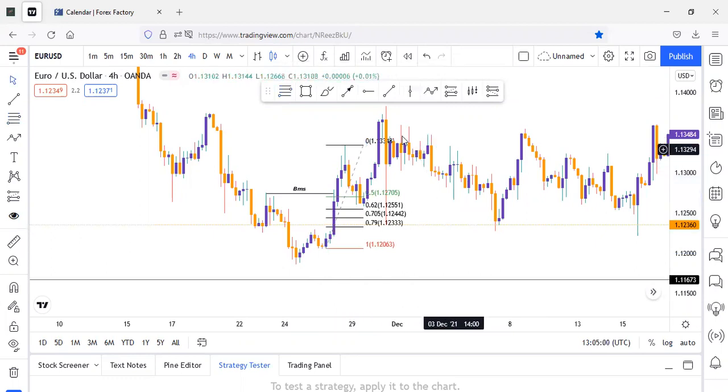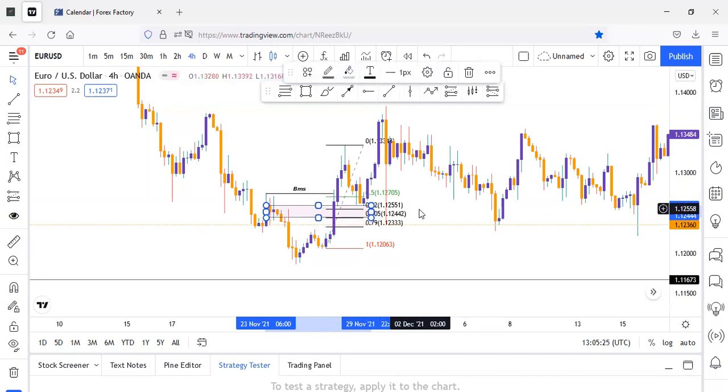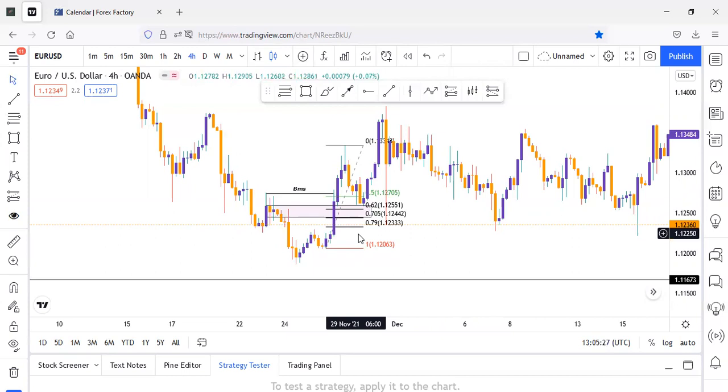Then what do I do, guys? I mark up my levels. There's a breaker block around here, so I mark it up right here. There's a way of marking up all these things, okay? There's a breaker block there, so I mark it up by body. You know, I said there's a way of marking up all these things. I mark it up by body and the 50% level. So guys, don't be confused.